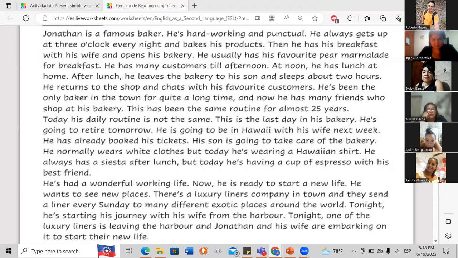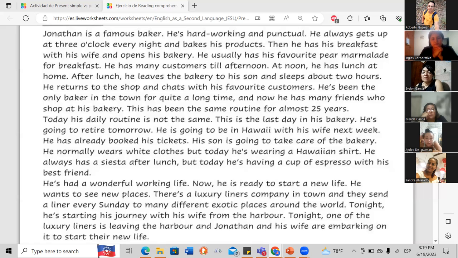Today, his daily routine is not the same. This is the last day in his bakery. He is going to retire tomorrow. He is going to be in Hawaii with his wife next week. He has already booked his ticket. His son is going to take care of the bakery. He normally wears white clothes, but today he is wearing a Hawaii shirt. He always has a siesta after lunch, but today he is having a cup of espresso with his best friend.